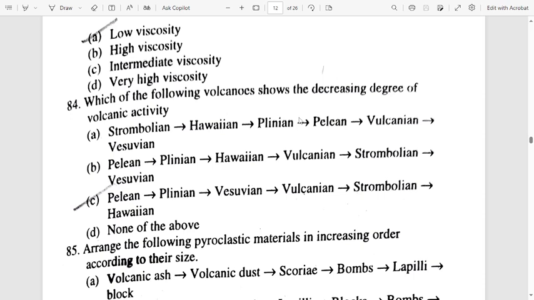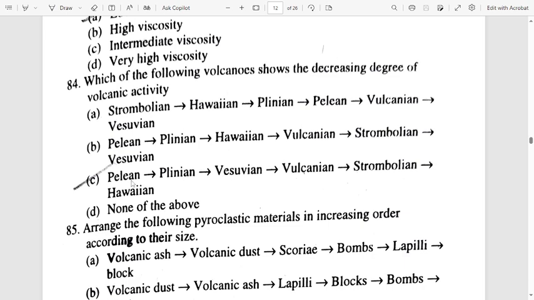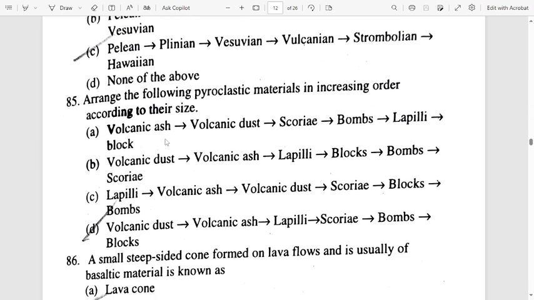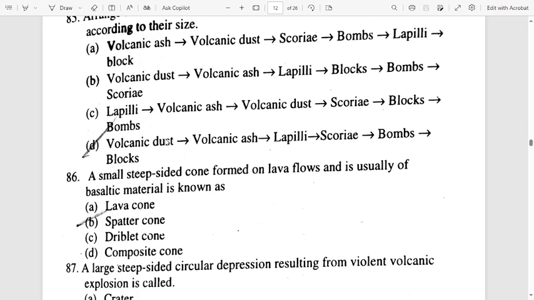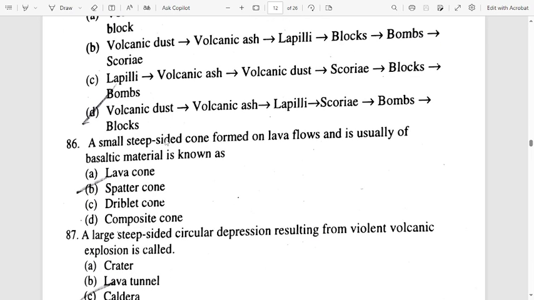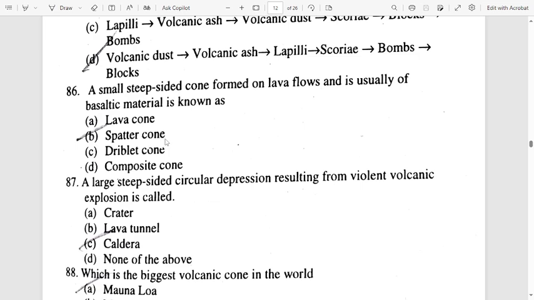Pelean, Plinian, Vesuvian, Vulcanian, Strombolian, Hawaiian. Pelean, Plinian. You see this? Pelean, then Plinian. Arrange the following pyroclastic material in increasing order according to their size: volcanic dust, volcanic ash, lapilli, scoriae, bombs, blocks. Small, steep-sided cone formed on lava flows and is usually of basaltic material is known as spatter cone.